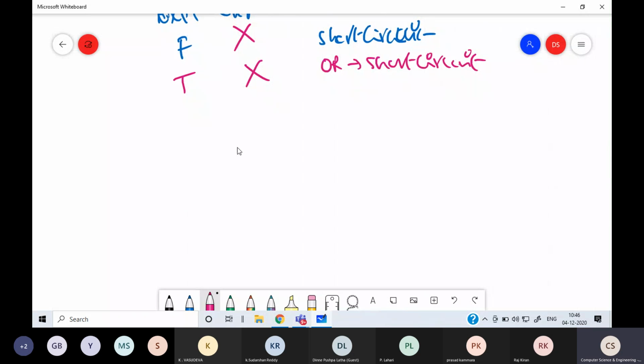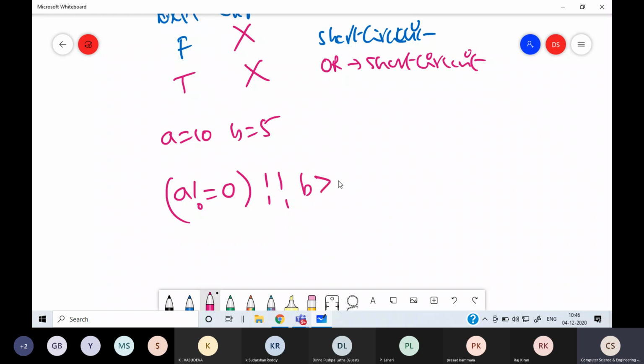Now, for example, suppose I take A is 10, B is 5. Suppose I say A not equals to 0, or B greater than.